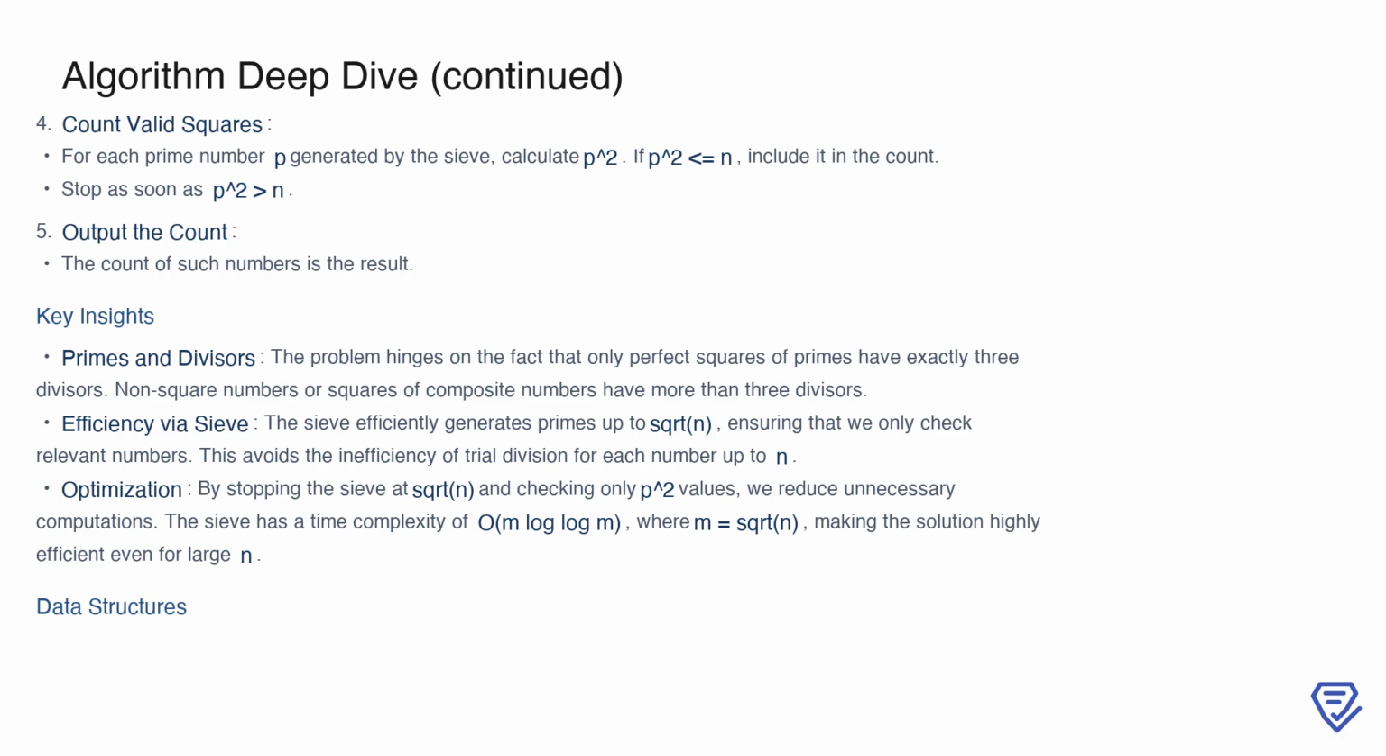This approach is highly efficient because it leverages the mathematical property that only perfect squares of primes can satisfy the condition of having exactly 3 divisors. The sieve of Eratosthenes ensures that we generate primes up to the square root of n efficiently, avoiding the need for trial division for every number up to n. By stopping the sieve at the square root of n and focusing only on p squared values, we minimize unnecessary computations. The sieve itself operates with a time complexity of O(m log m), where m is the square root of n, making it scalable even for large values of n.